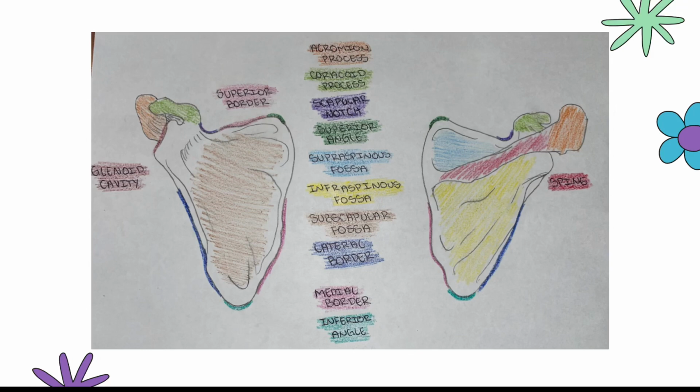So continuing on, we have the superior border that's going to be in the pink. And then to finish off, we have our lateral border in the blue at the bottom. The medial border is in pink, and then our inferior angle of the scapula is going to be the tealish color down at the very bottom of our scapula.